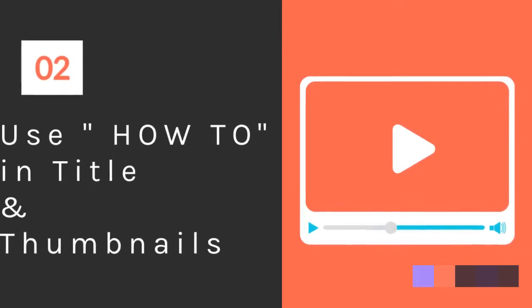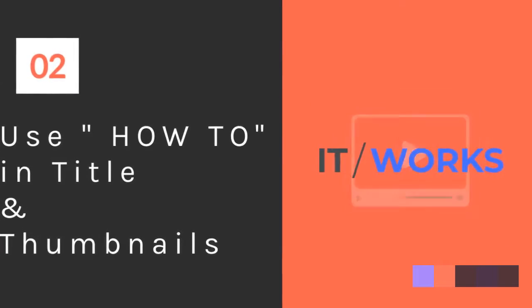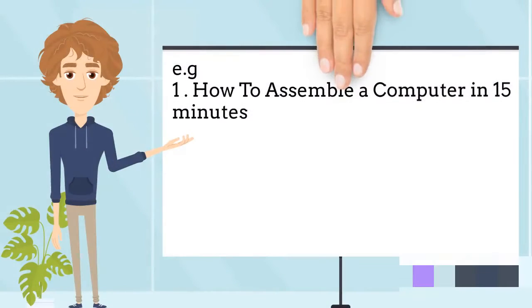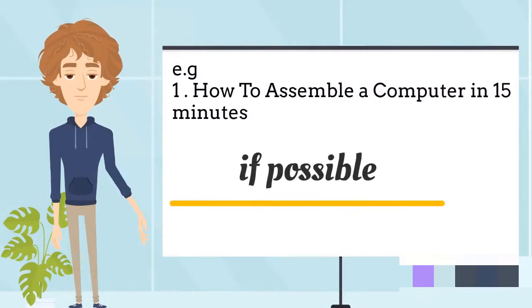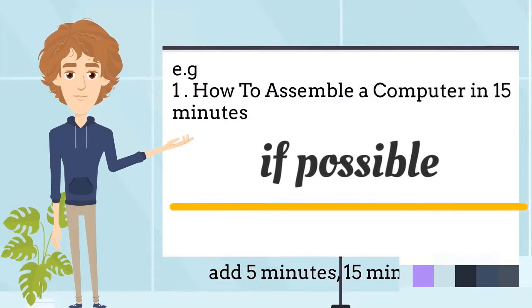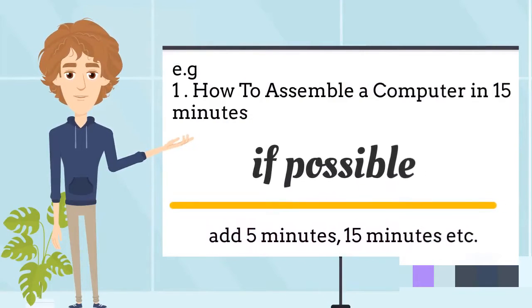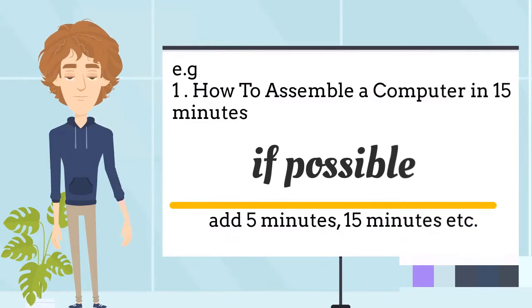Number 2. Use how to in title and thumbnails. For example, how to assemble a computer in 15 minutes. If possible, add a sense of urgency like add 5 minutes, 15 minutes, etc.